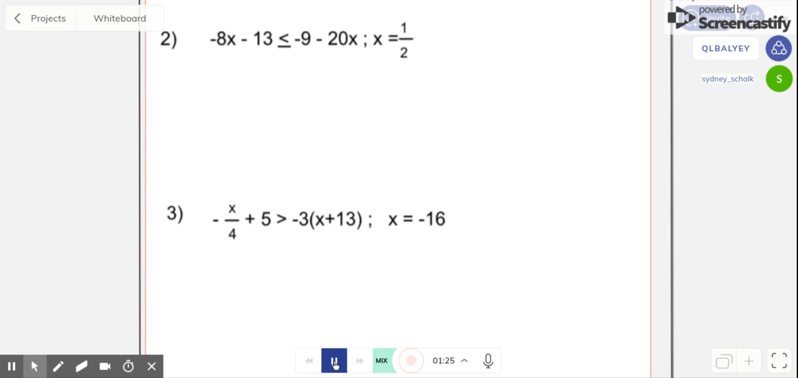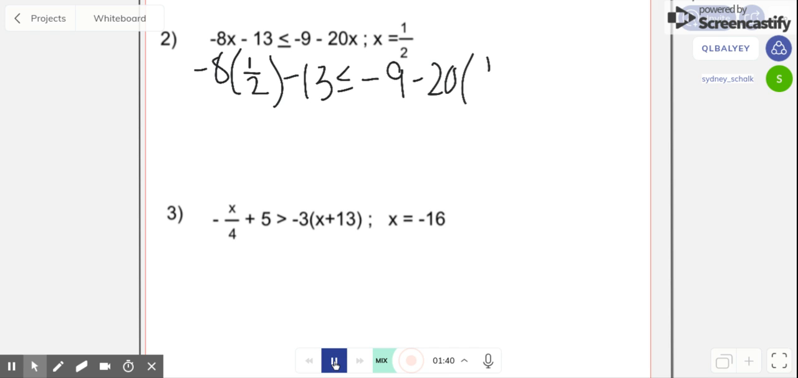Looking at number 2, we have to replace x with 1/2. So on the left, we have negative 8 times 1/2 minus 13. And on the right, we have negative 9 minus 20 times 1/2. So looking at the left again, we have negative 8 times 1/2, which is negative 4 minus 13. And that's less than or equal to negative 9 minus 20.